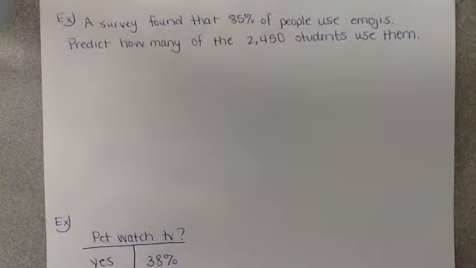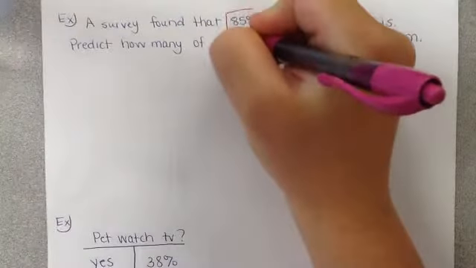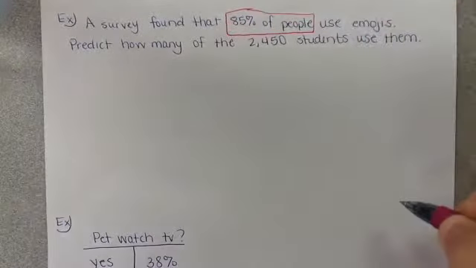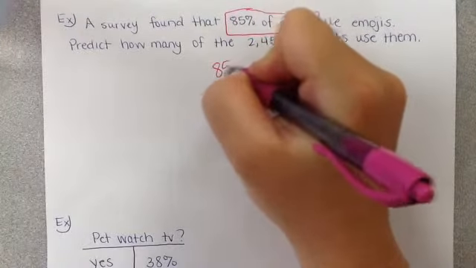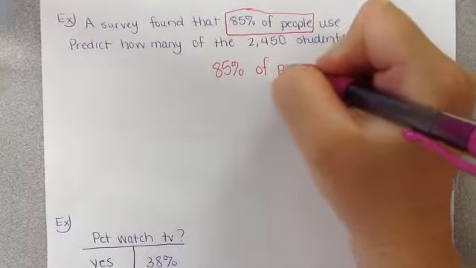The next part is focusing on percentages. Okay. A survey found that 85% of people use emojis. Predict how many of the 2,450 students use them. So in the survey, 85% of them did. We're going to use that data to make a prediction about a bigger group. Now, it might not be 100% accurate, but it is just a prediction. So using that data to make a prediction, here I have 85% of the people.